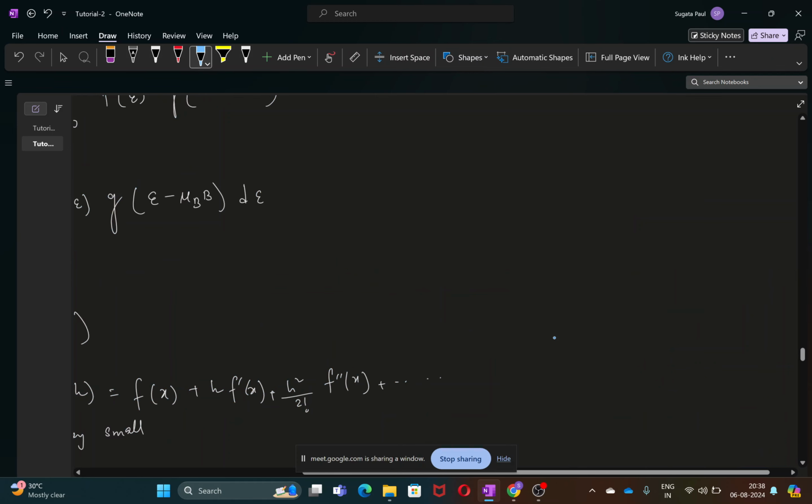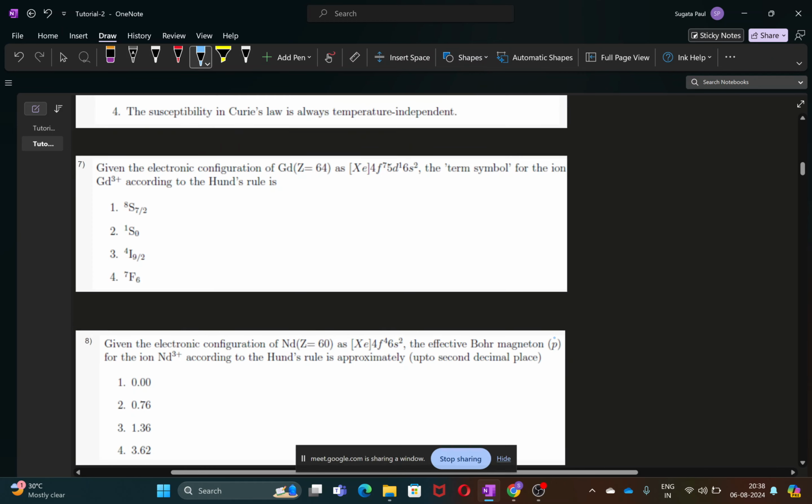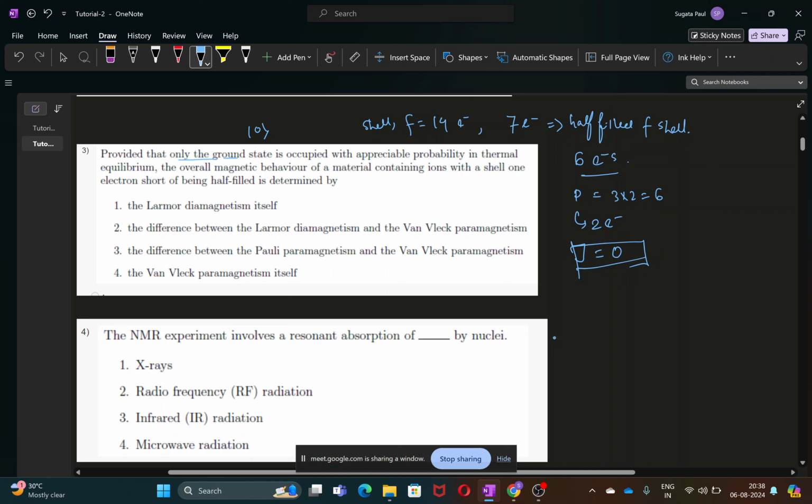So you have to choose the answer that it comes from the difference between, let me choose the option. So option number 2 is correct, that it comes from the difference between the Larmor diamagnetism term and the Van Vleck paramagnetism term, because those are the only two terms that survive even at this condition. The first term will vanish, that will not have any contribution. So option number 2 is correct in this case.